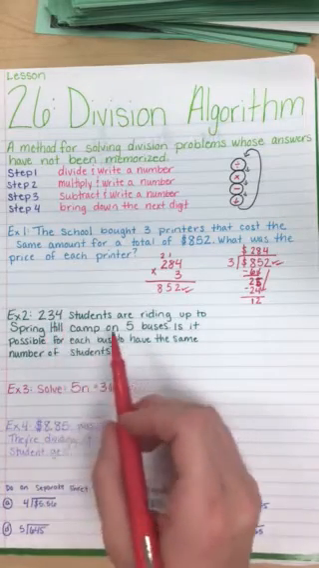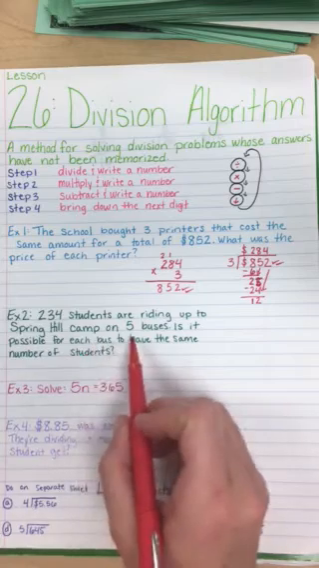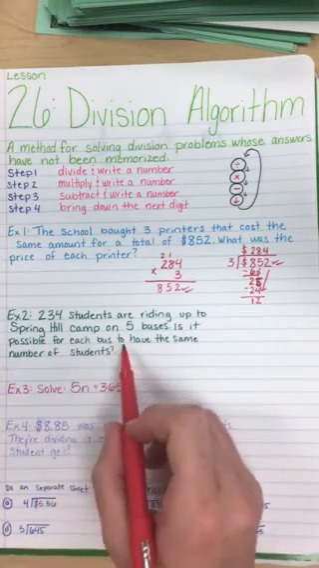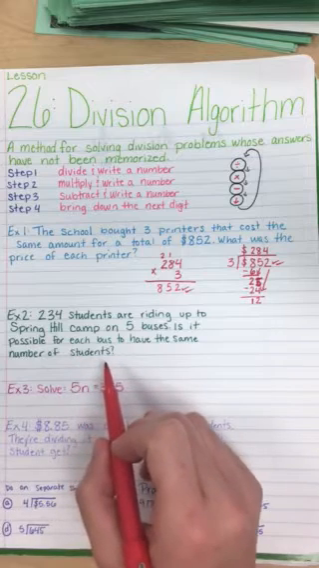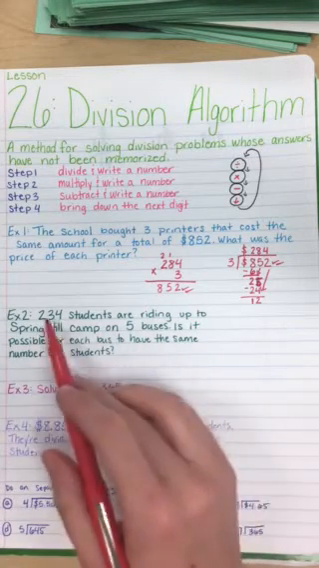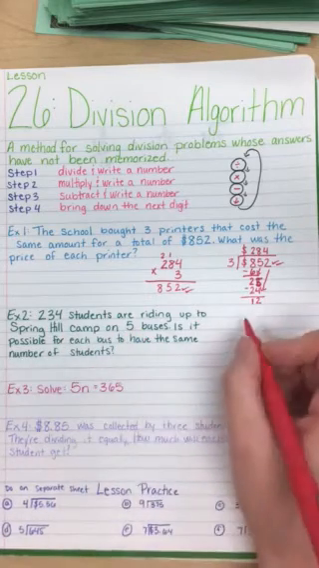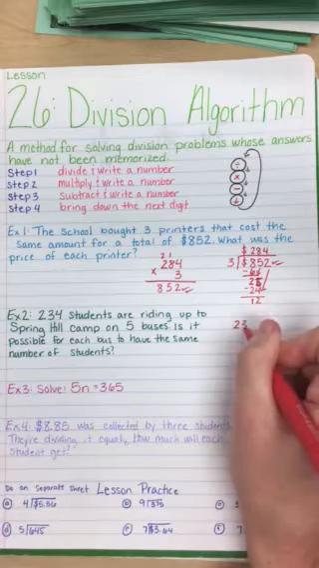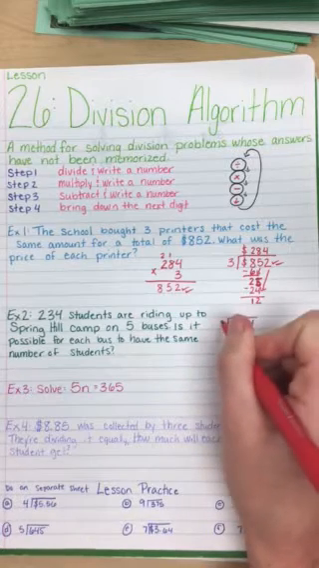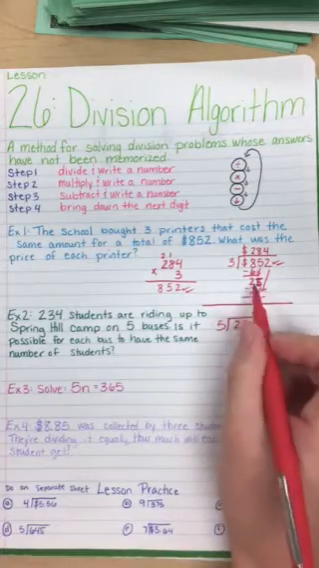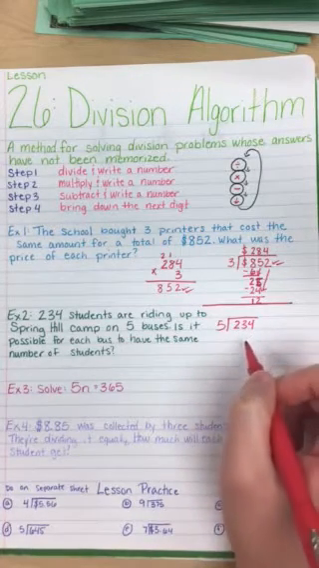234 students were riding up to Spring Hill Camp on 5 buses. Is it possible for each bus to have the same number of students? If we were to write it down, it would look like this: 234 divided by 5. I'm going to just put a line right here showing that that's the problem, and we'll get into this one now.